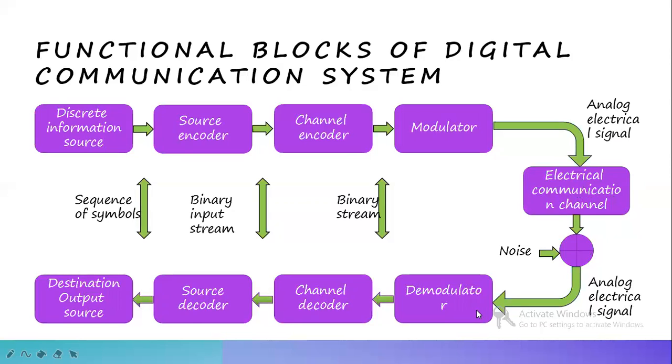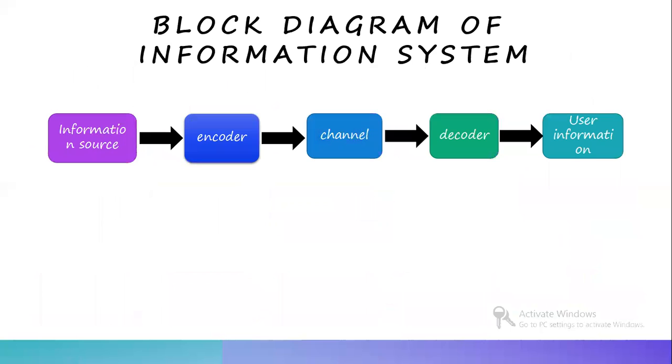Next, it will be sent to demodulator, and again the output of the demodulator is binary stream, where analog or electrical signal is converted into binary stream. And channel decoder acts as a channel. It is sent to the source decoder, where source decoder converts binary input stream to the sequence of symbols. This is the functional block of digital communication system.